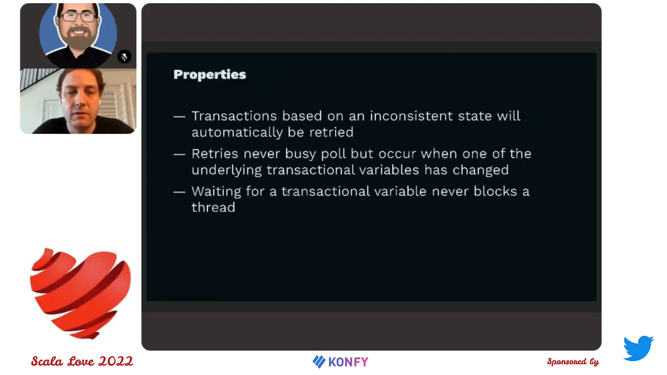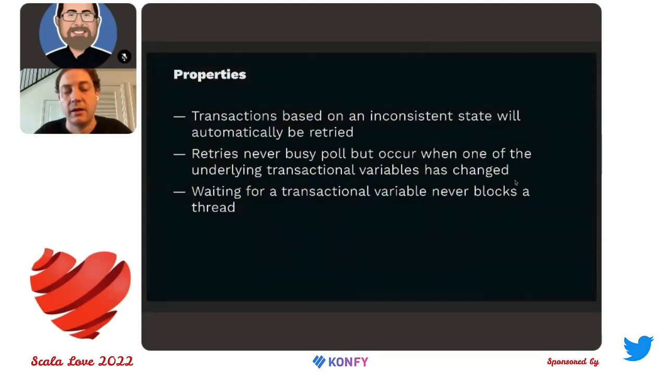And there are a couple of really nice properties that are attached to this implementation. So we saw this idea that transactions based on inconsistent state can't be committed. Another really nice one is that these retries never happen by busy polling. So when we have to retry something, we're never just retrying again and again. They only occur when one of the underlying transactional variables has changed. And that's efficient for us, and we'll see in a sec it actually lets us do some very cool things with that.